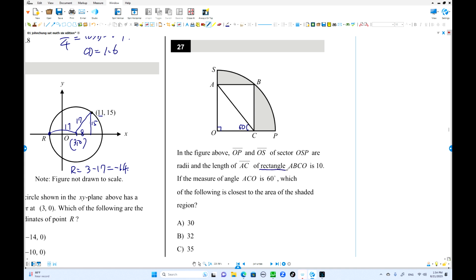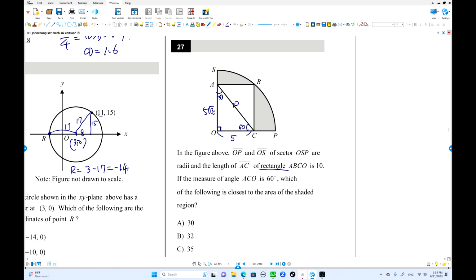Okay, rectangle, right? Yeah, rectangle is what this is. All angles are 90. This is 10. This is half of this one, okay? Special right triangle, 30, 60, 90. This is 5, this is 5√3. Okay? What is the radius of these sectors?